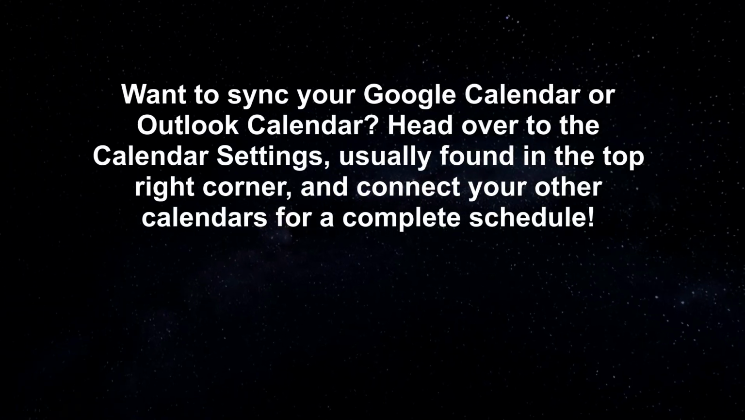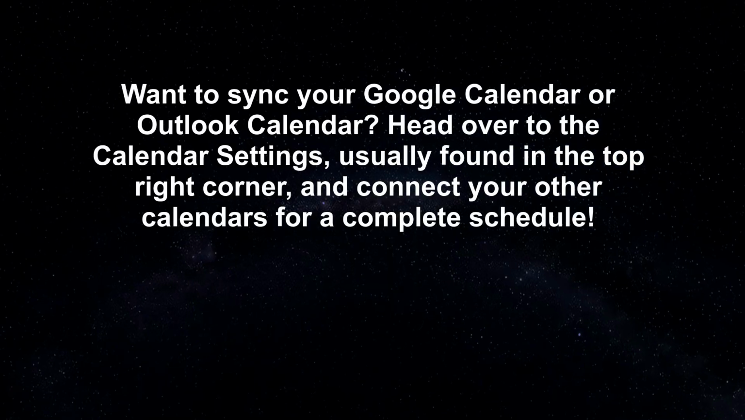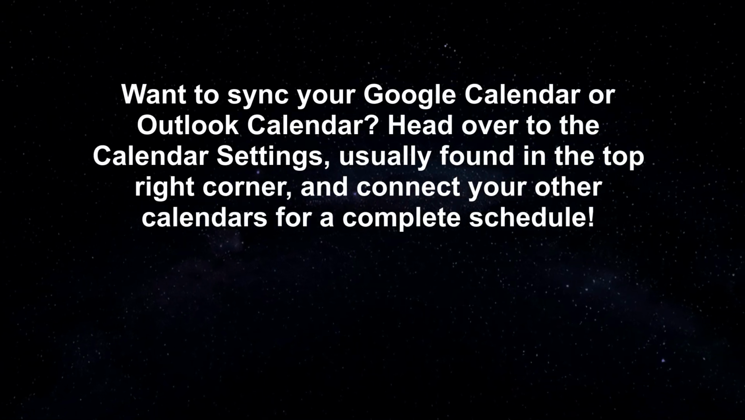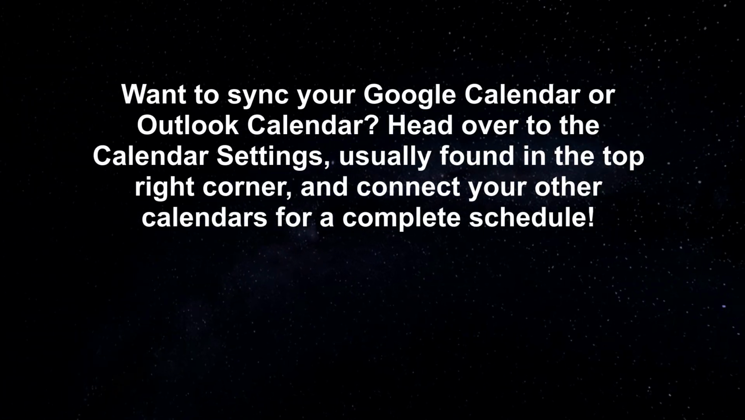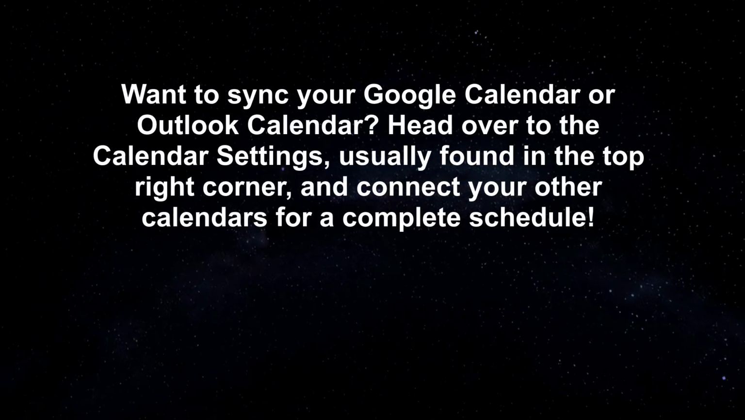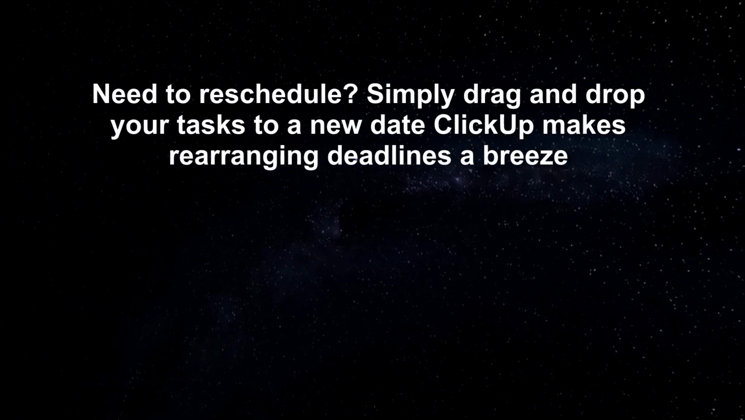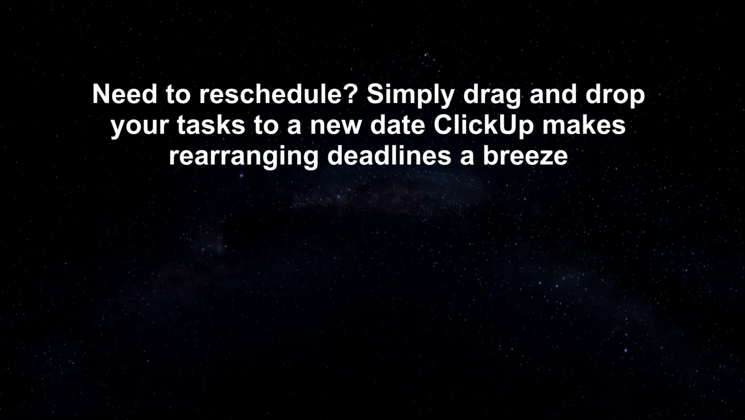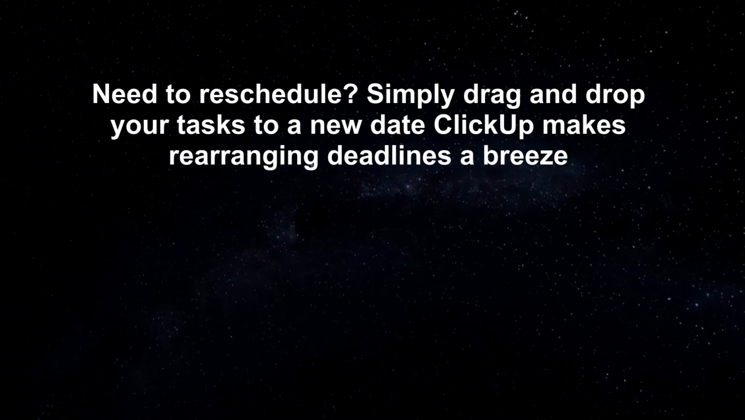Want to sync your Google Calendar or Outlook calendar? Head over to the calendar settings, usually found in the top right corner, and connect your other calendars for a complete schedule. Need to reschedule? Simply drag and drop your tasks to a new date. ClickUp makes rearranging deadlines a breeze.